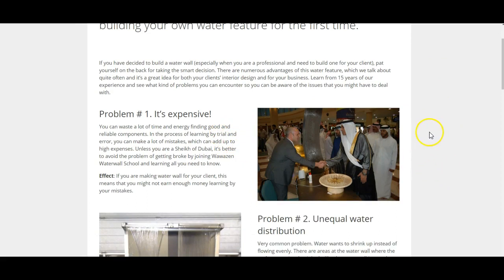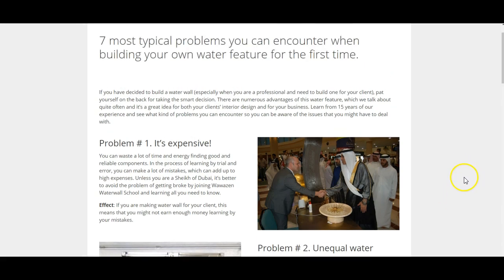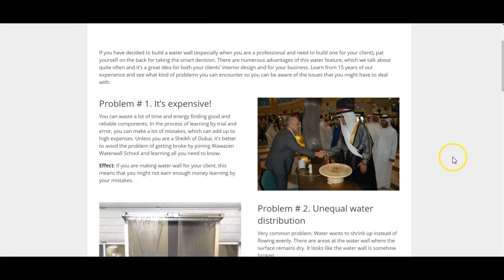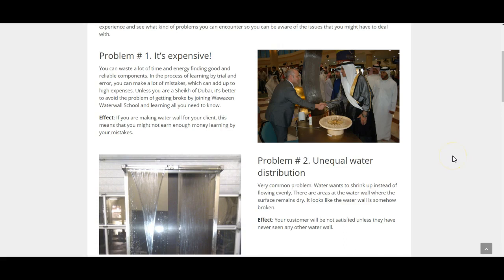So if you don't have the reliable components, or if you try to make it run by trial and error, it can be pretty time consuming and money consuming to create a water wall which is really working and secure. So yeah, that's actually the first typical problem. It's pretty expensive if you don't know what you do.